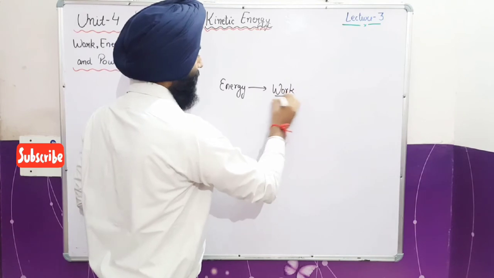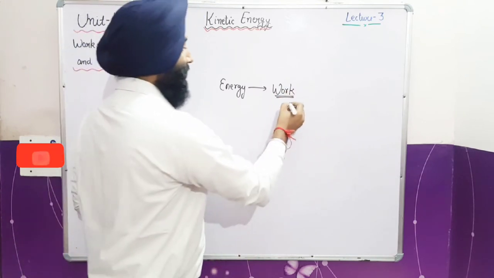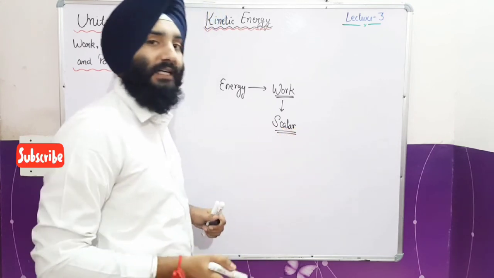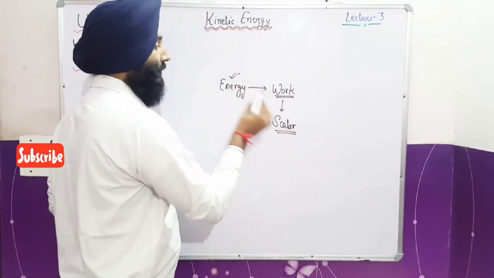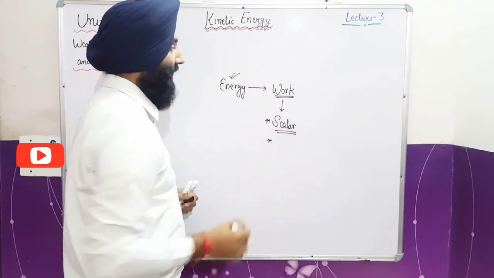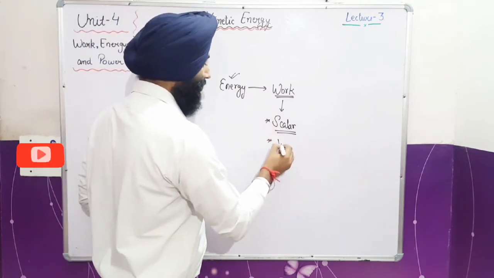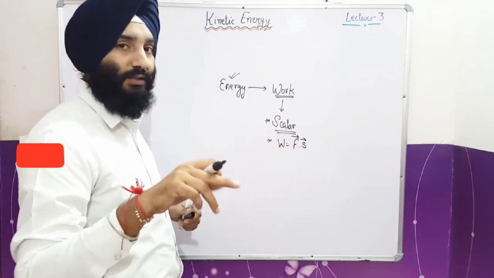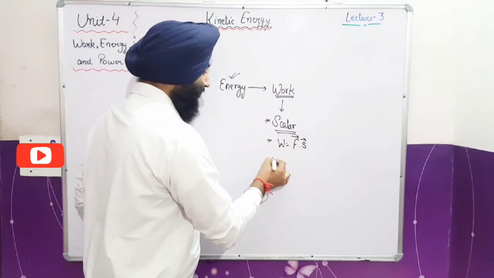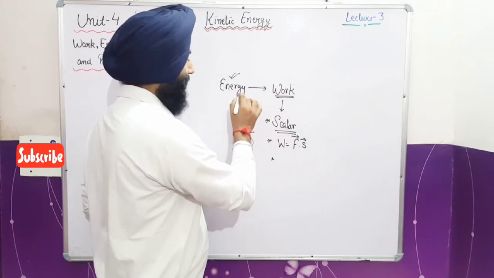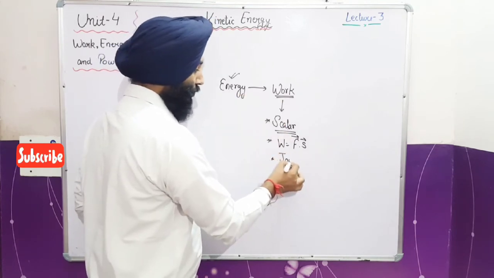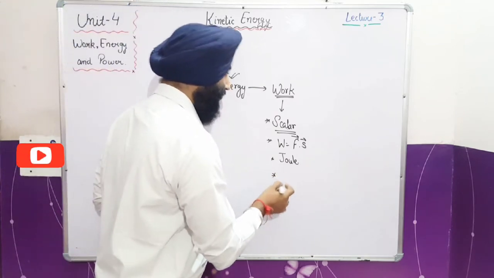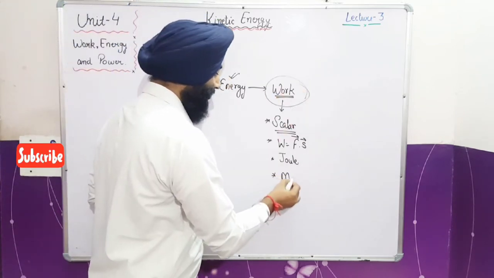We know that work done is a type of scalar quantity, so energy is also a scalar quantity. And you know the formula of work done: force into displacement. The SI unit of energy, same as work done, is joule, and the dimensional formula is also the same as work done, that is ML²T⁻².